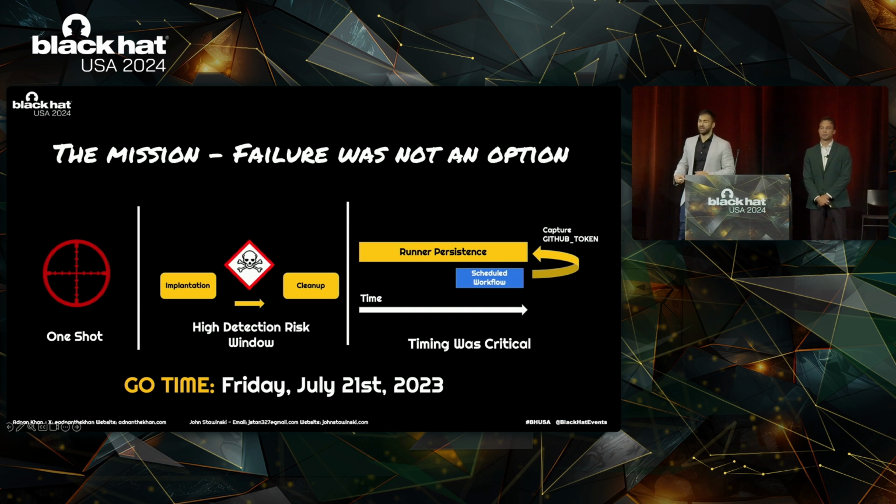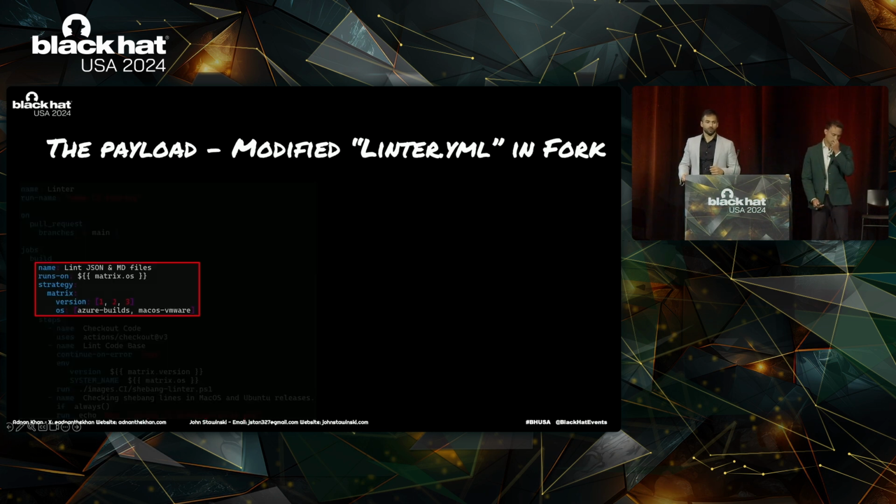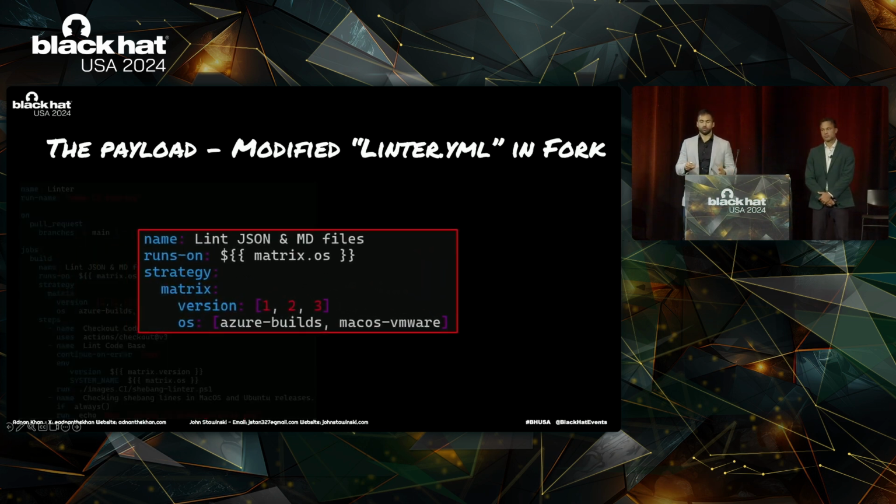It was Friday, July 21st, 2023, and let me tell you, I was extremely nervous clicking that create draft pull request button right there. So the payload that I used for this was a modified linter.yaml file. The first thing you can see here is that I modified it to run as a matrix job. So I essentially have it run 6 payloads, 3 on one runner class, 3 on another. Because I wanted to make sure that when the subsequent workflow ran, I was on the runner it was running on.